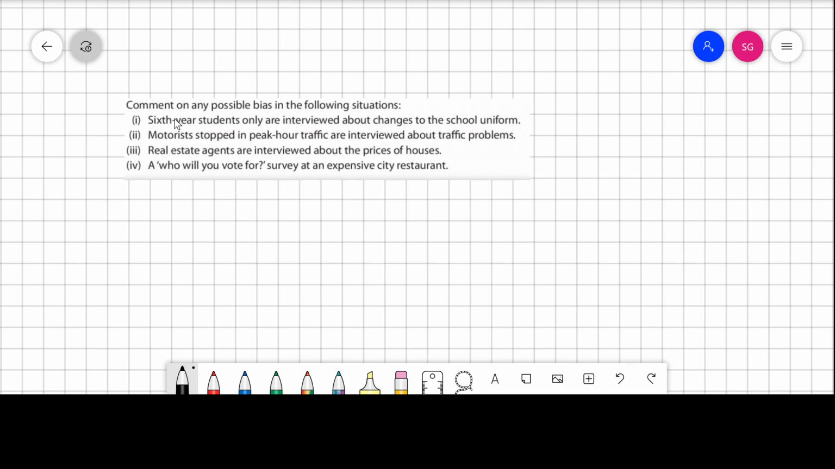And a who-will-you-vote-for survey at an expensive city restaurant. Well, again, this brings me back to that D4 example I gave. If you go to a very expensive restaurant, who's going to be at the very expensive restaurant? Well, the wealthy, and the wealthy typically vote more in favor of conservative or right-wing economic policies than left-wing economic policies. So there's your examples of bias.